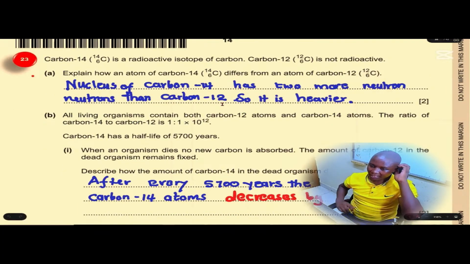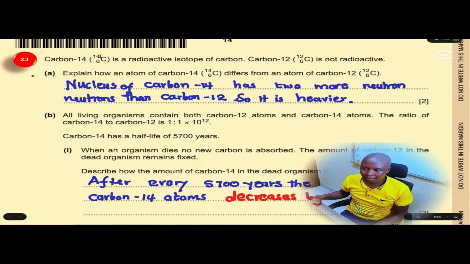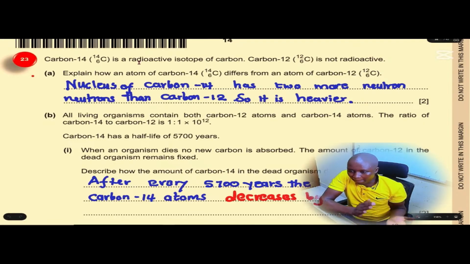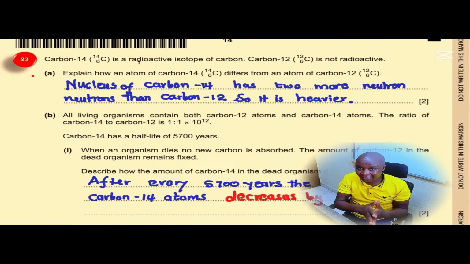Here we are told that carbon 14, remember the number at the top is the mass number or the nucleon number, and the number below, like 6 here, is representing the proton number or the atomic number, which is the number of protons. We are told that carbon 14 is a radioactive isotope. You need to understand, what do we mean by the term isotope? Isotopes are atoms of the same element which have the same atomic number or same number of protons, but different number of neutrons.